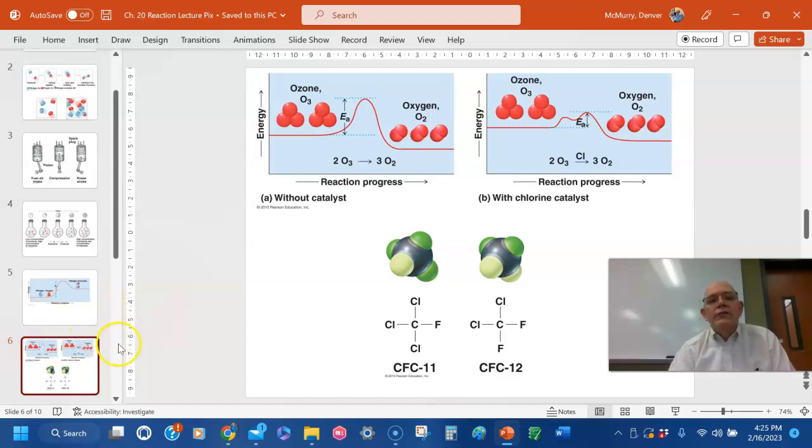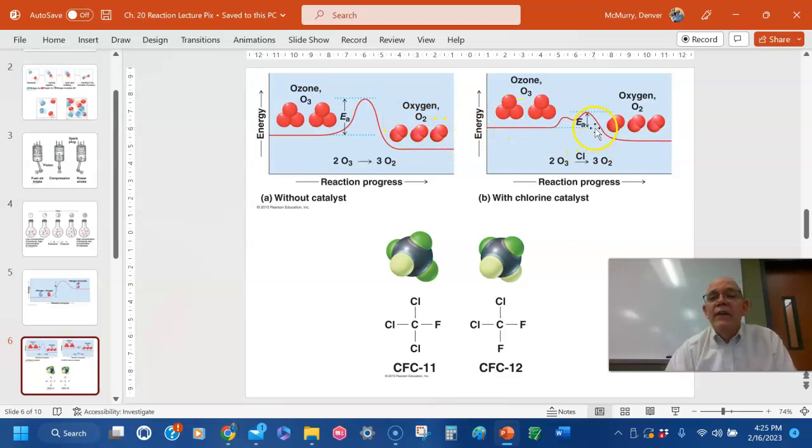Okay. Here's another example. This is ozone, which is just 3 oxygens stuck together, by the way. We breathe oxygen with 2 oxygens. Okay, ozone can be broken down into O2, or 2 oxygen atoms, okay? But there's an energy barrier, all right? And so it doesn't happen very much except for up in the higher levels of the atmosphere.